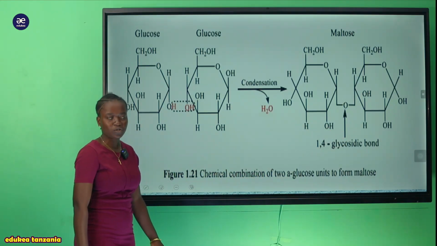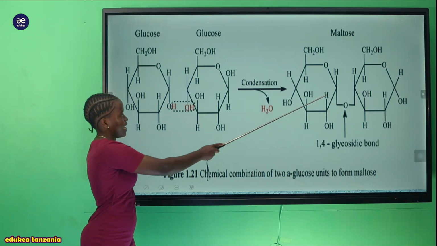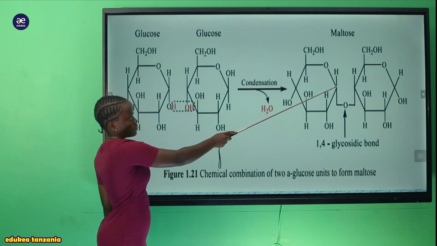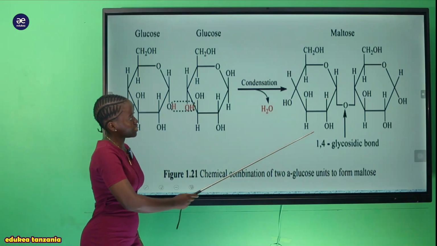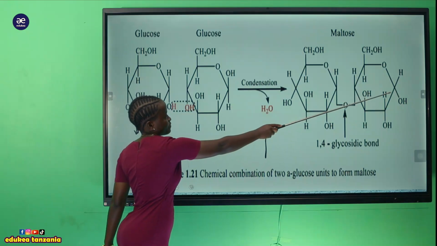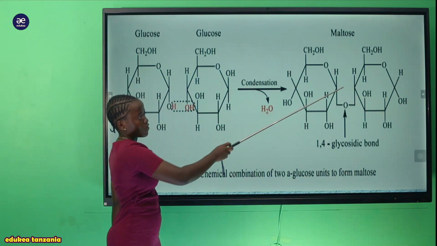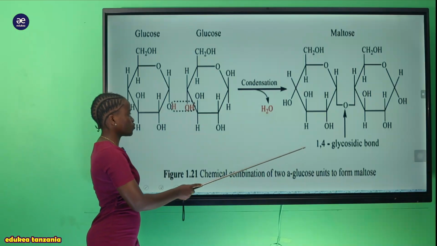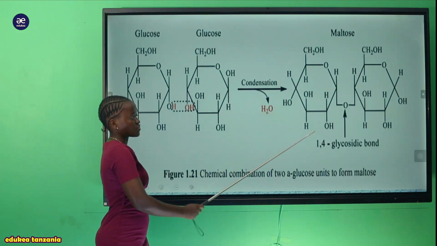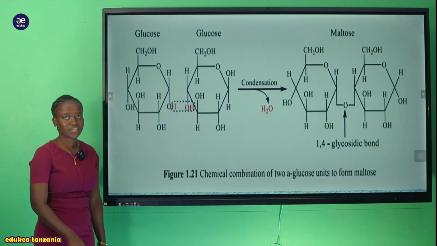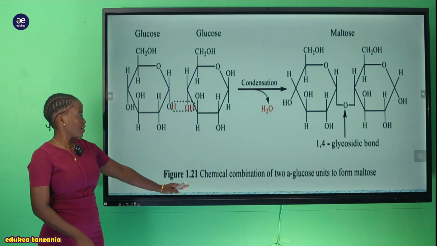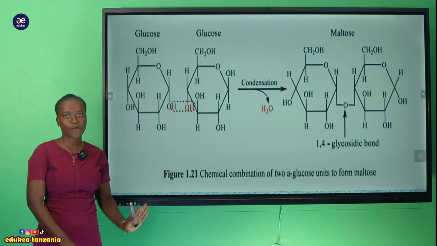Why is it termed 1,4? Now you can see here, this one is carbon number 1, but this one is carbon number 4. Start counting from here: that is 1, 2, 3, and this one is 4. That is what brings about the 1,4 glycosidic bond. So that is how maltose is formed.